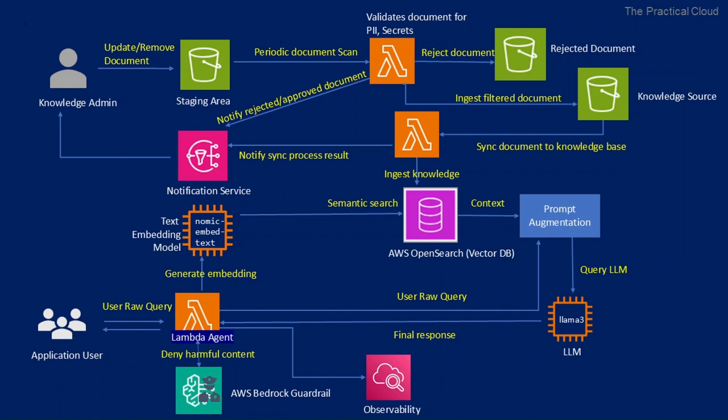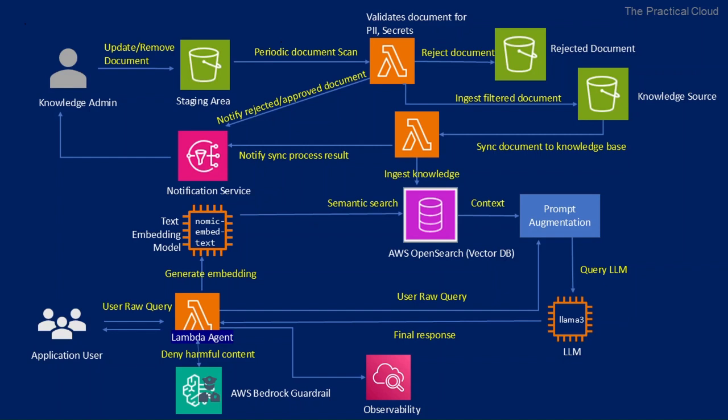If the content is fine, it will then generate the embedding using the embedding model. I'm using the Nomic embed text model for this one. That embedding will be generated, and then searched in the vector database. Based on the matching content we receive from the vector database, which is nothing but the context, the user's raw query and the context will be combined, and a prompt will be created.